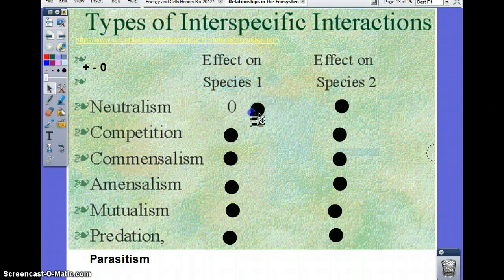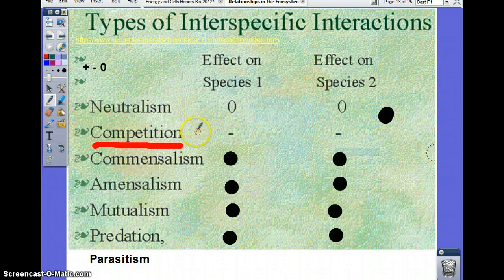So in neutralism, the first species is going to have no effect, and so is the second. This is the relationship where two species live closely together, but they really don't affect each other in any positive or negative way. In competition, you're going to have both species harmed or negatively affected. Remember, in order for competition to occur, the organisms are competing for a resource. So that basically describes a negative relationship.